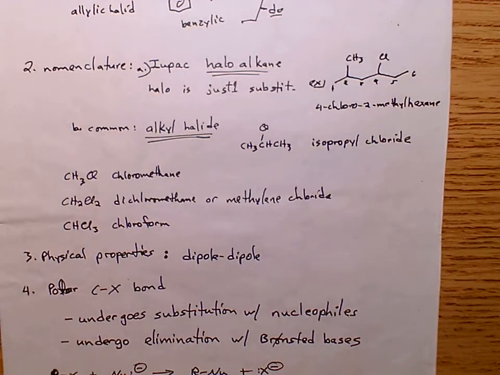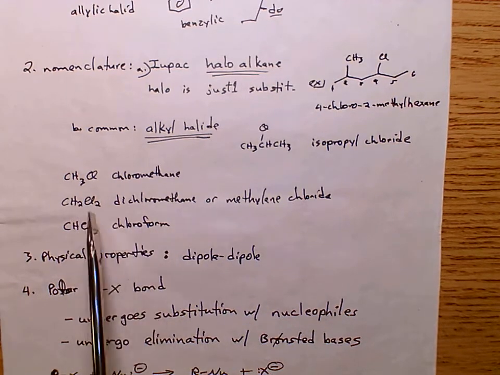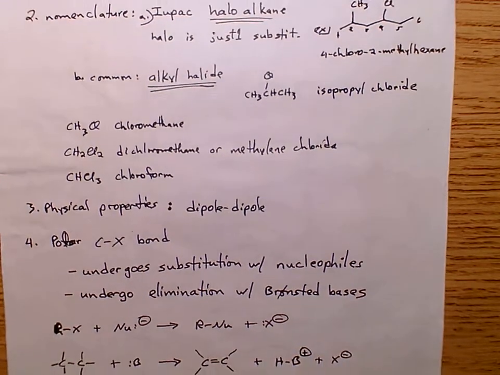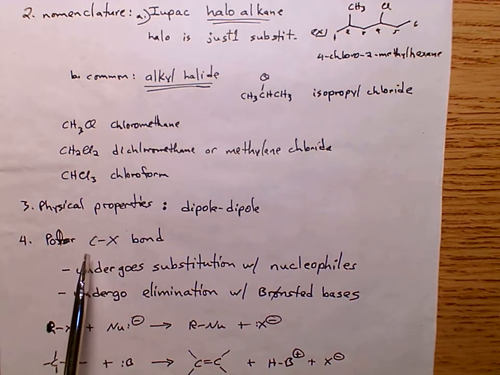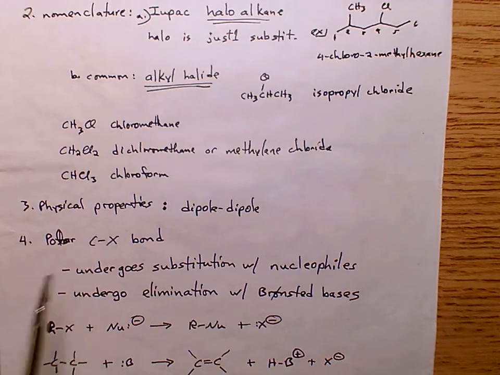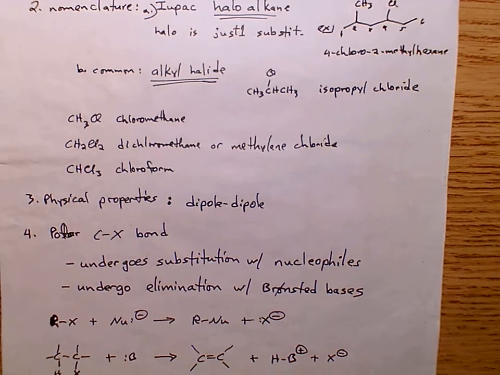All right, nomenclature. Good news. We've already been through the nomenclature of alkyl halides. We covered that in Chapter 4, so we don't have to worry about that, but here's a little bit of a refresher. Physical properties. The main thing to note is the C-X bond is polar. The carbon-halogen bond is a polar bond. The halogen is more electronegative, and so the halogen is going to have a partial negative charge, and the most important part is that it gives the carbon a partial positive charge.